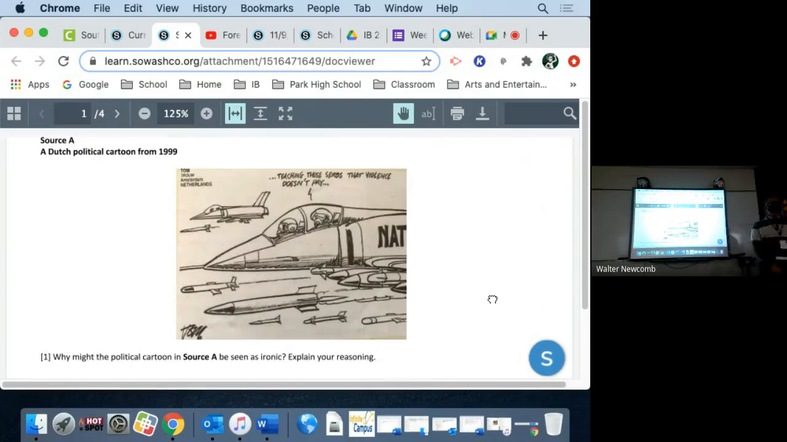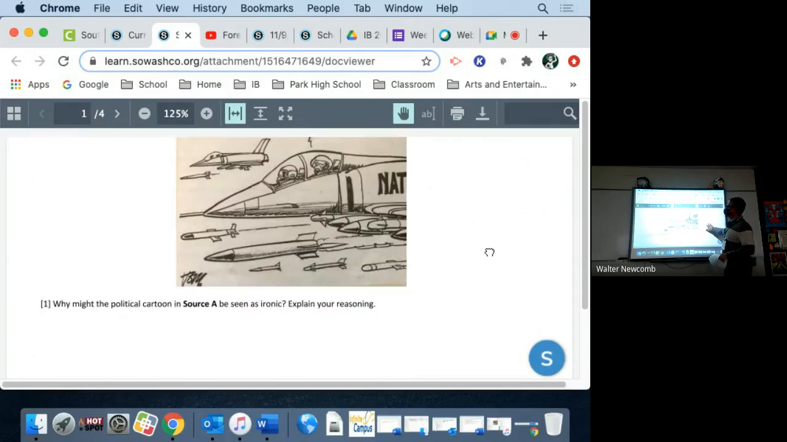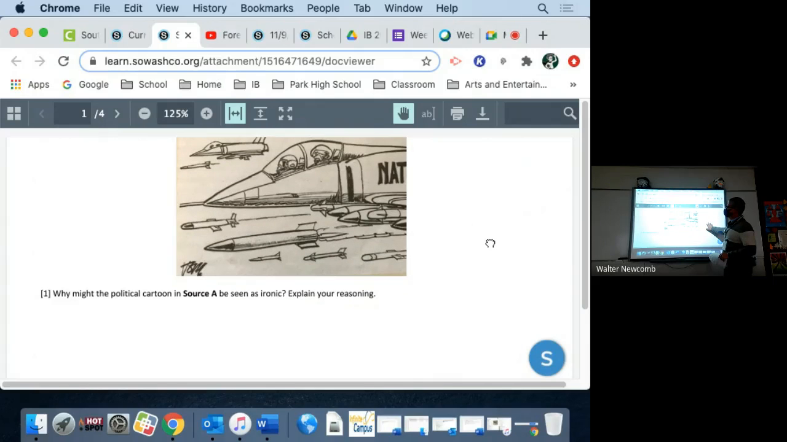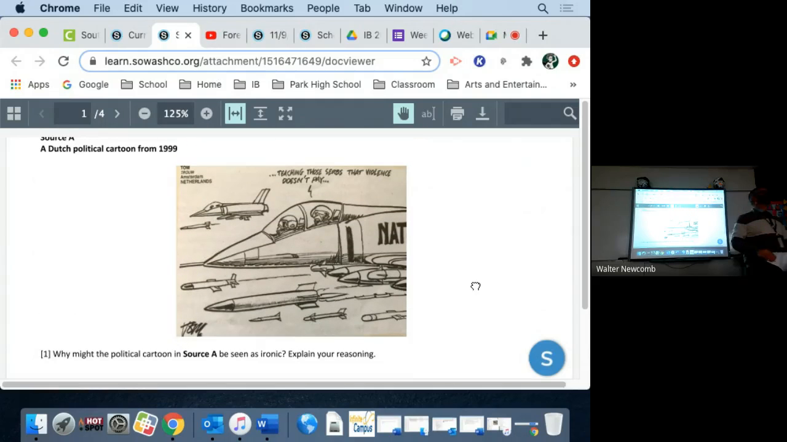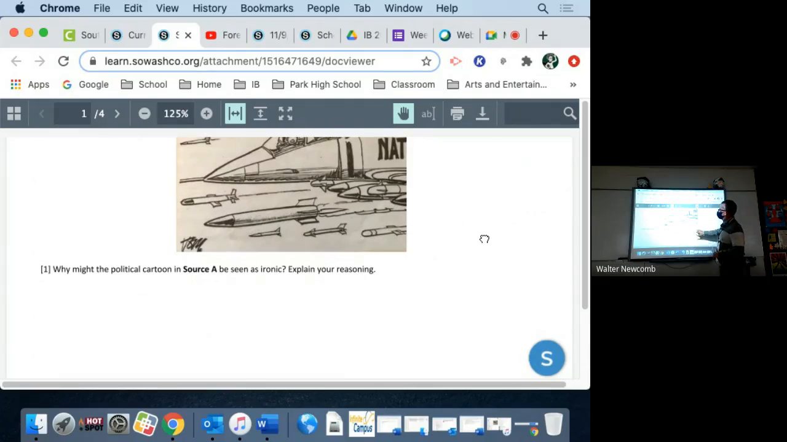Okay, so political cartoon here with the first one. All right, so let's play around with this. You've got a political cartoon. It's a Dutch political cartoon from 1999, and the question is, why might the political cartoon, source A, be seen as ironic? Explain your reasoning. So that's what you always want to do, is look at the source, read it, look at where it's coming from or its origin. Maybe do a quick look at the action going on in there, as well as the question.